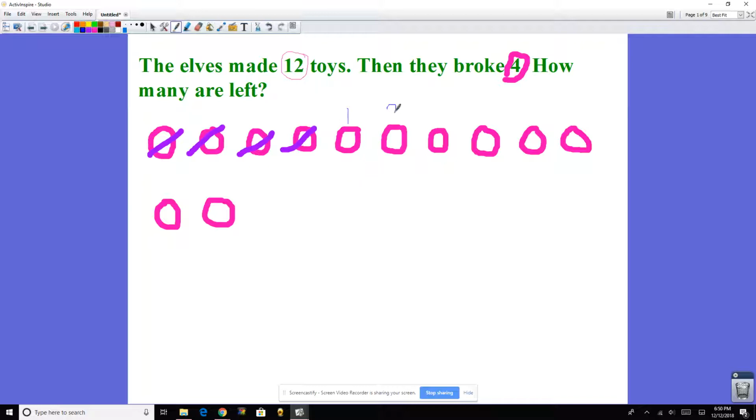1, 2, 3, 4, 5, 6, 7, 8. There are 8 toys left. All right. Make sure that whatever is on my screen should look exactly like what's on your paper. And we're going to get ready to go to question number 2.